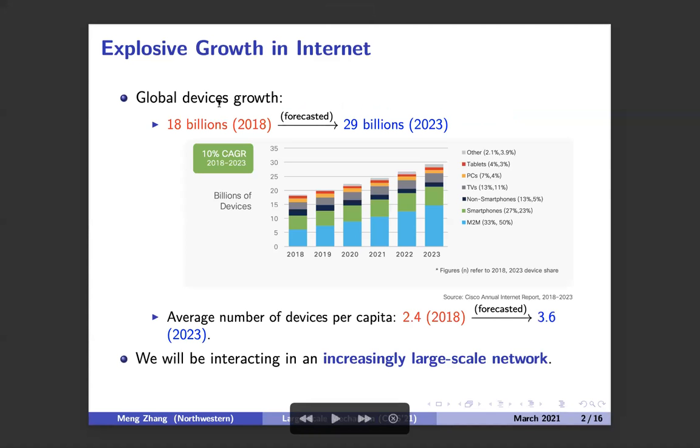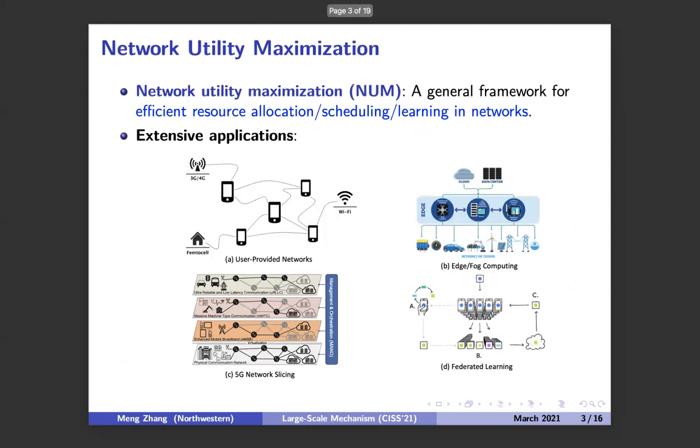We are witnessing an explosive growth in the internet. According to Cisco's most recent report, the number of global devices is forecasted to be 29 billion by 2023. In terms of the average number of devices per capita, it is going to be 3.6 by then. That basically means that we are expected to be interacting in a significantly and increasingly large-scale network in the future, right?